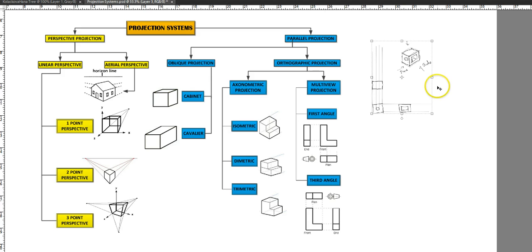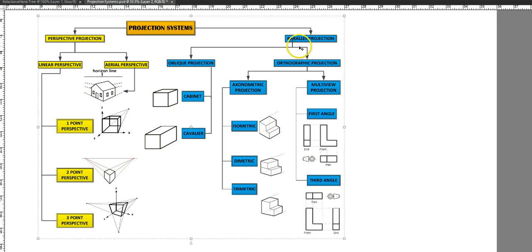Okay, so let's see what are the different types or branches in parallel projection. On the left over here we have oblique projection, on the right we have orthographic projection. Orthographic projection is the one that we use the most, where we make the front view, the top view, the side view, the bottom view, and we try to explain our drawing to the contractor, to the designer, to the engineer, to the construction company, so that they can look at that drawing and they can manufacture or construct the object.